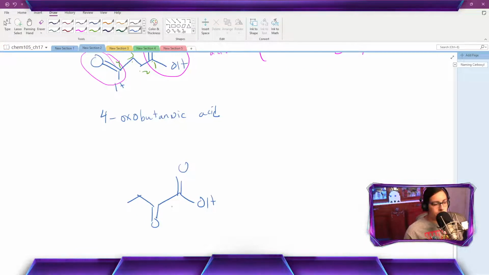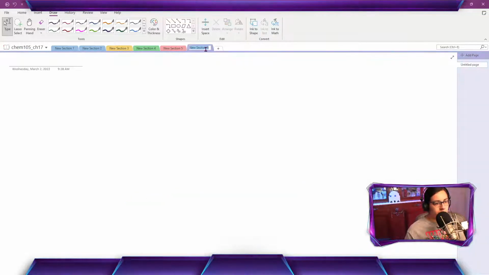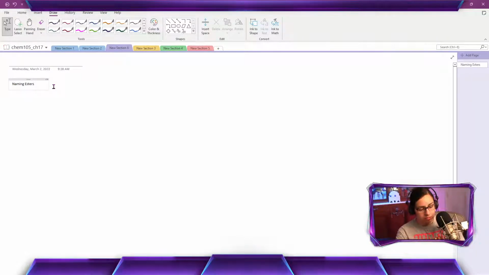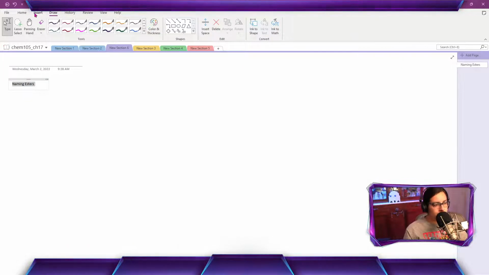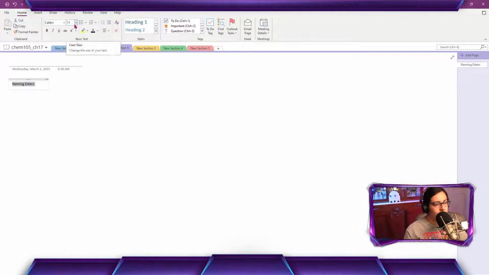So what would the name of this one be? Of course, this takes priority 1. So 1, 2, 3, 4. So 2-oxo. Still 4. So butanoic acid. So do we feel good about that one? Any questions?